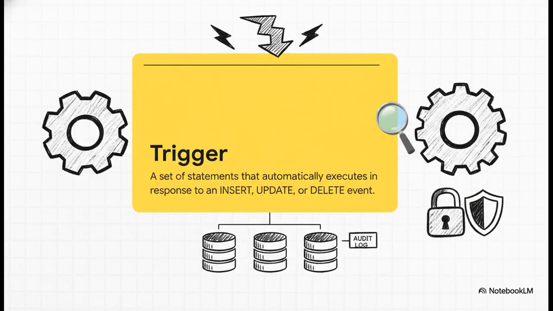Triggers are basically your database's automation engine. Let's say you need to create an audit log every single time a salary is updated. A trigger can do that for you, automatically. Need to enforce a really complex business rule that a simple constraint can't handle? A trigger is the perfect tool for that job.